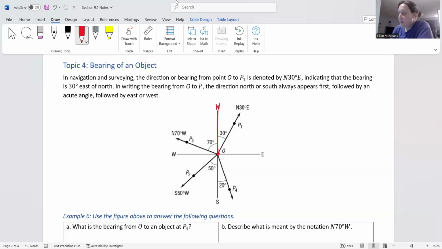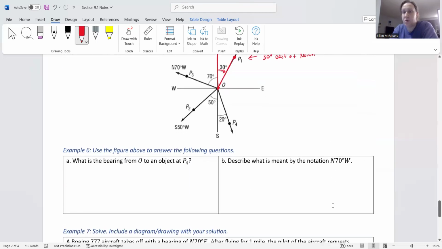Okay. So what's happening to get to this point P1 is, well, we're going north and then we have to kind of fall. Okay. So we're kind of falling over here. Can you see this red line? We're kind of falling to the east 30 degrees. Okay. And so that takes us to this point, which we would then say has a bearing of north 30 degrees east, which just means that this point is 30 degrees east of north, okay? So this is 30 degrees east of north, okay?